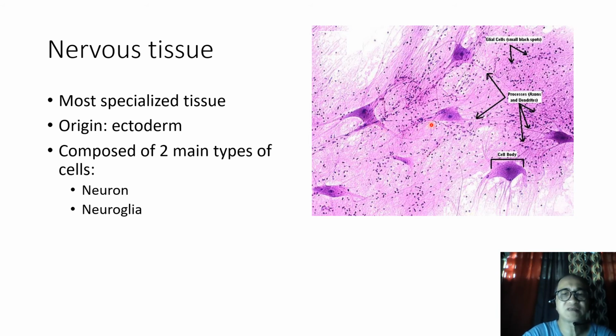And so they can communicate with each other and with other cells by passing on signals. And these signals are usually signals that can generate responses to various stimuli. And so the nervous tissue is a tissue that mainly forms the nervous system, that is one of the major control systems of the body.